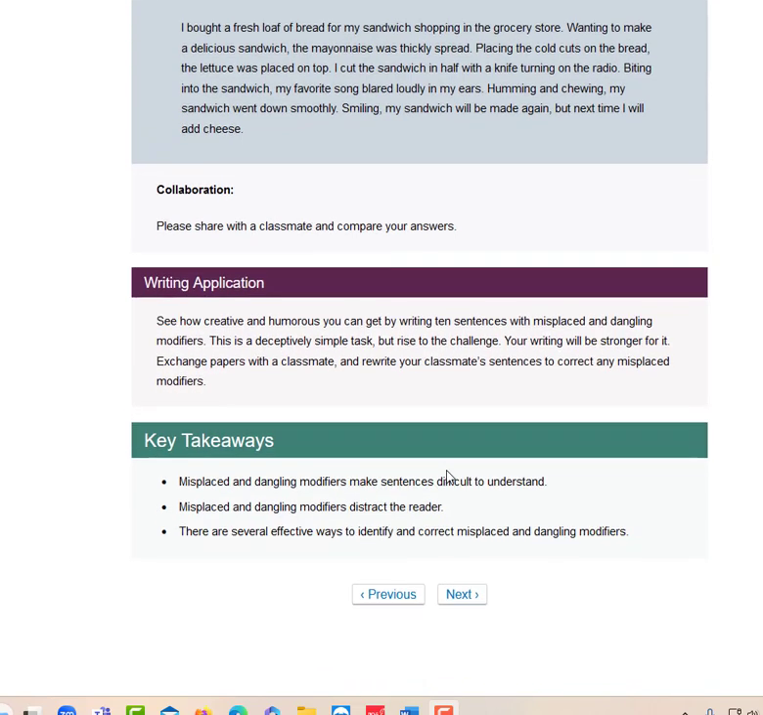See how creative and humorous you can get by writing sentences with misplaced and dangling modifiers. Okay, that's fun to do.